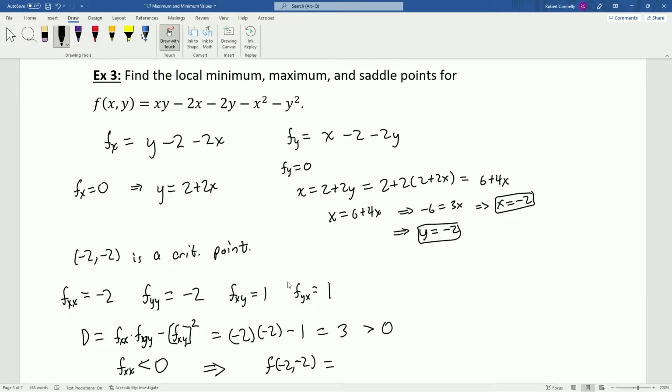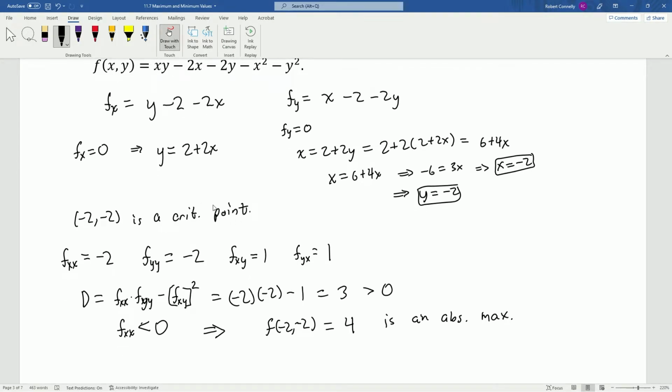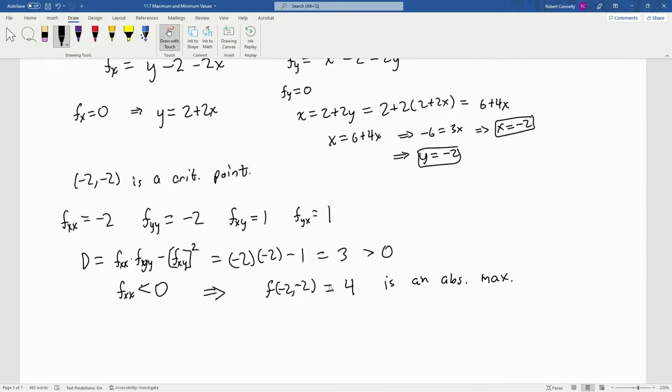So let's plug these values in. We get 4 plus 4 plus 4, that's 12, minus 4 minus 4, so it's minus 8. So 12 minus 8 is 4, is an absolute maximum. Now we know it's an absolute maximum because it's a local maximum and there are no other critical points. So there's no other possible maximums. So this has got to be the largest one.